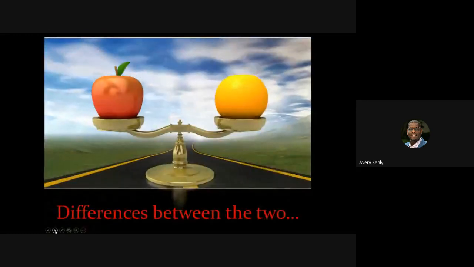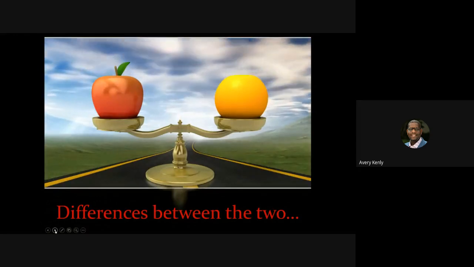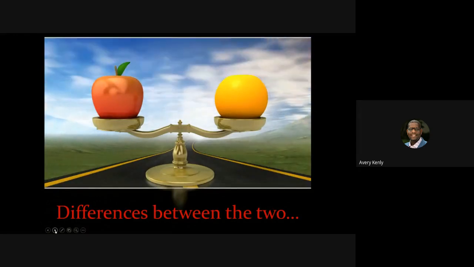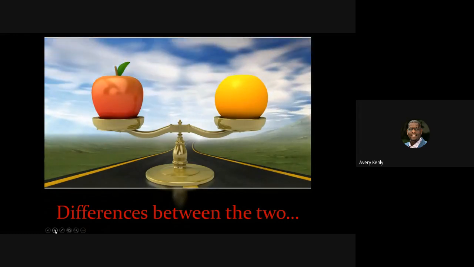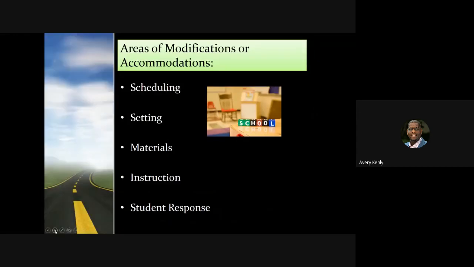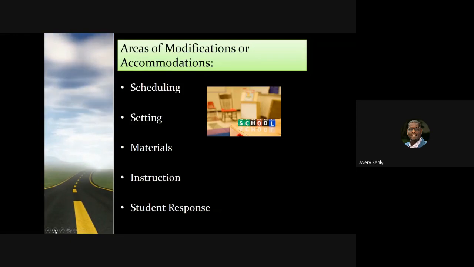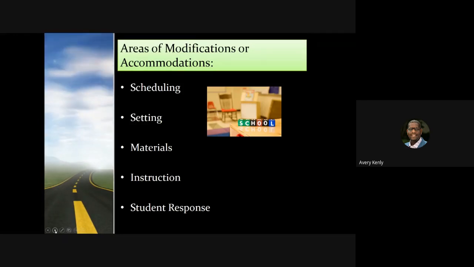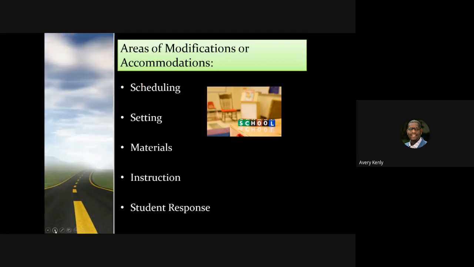Now, there are differences between accommodations and modifications. Accommodations help provide access to reach a particular standard, whereas modifications are changes to a standard. There are different types of accommodations and modifications, and these are the 5 types that we will unpack. We will look at scheduling, setting, materials, instruction, and student response.